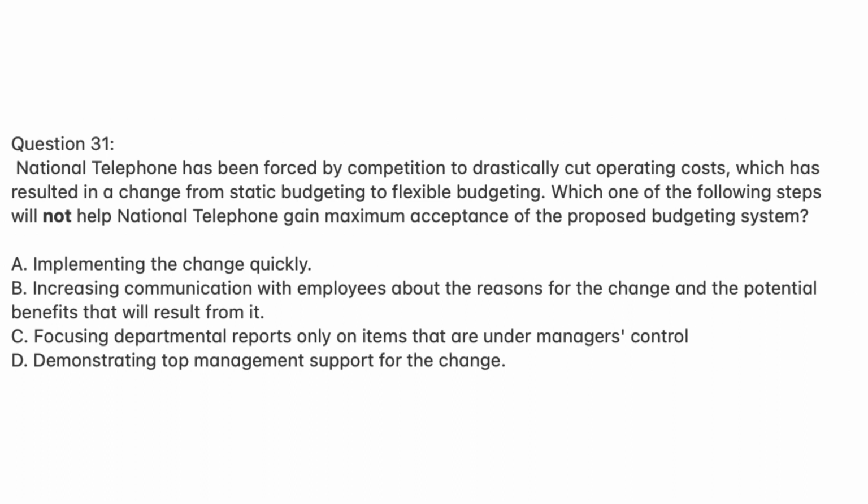Question 31. National Telephone has been forced by competition to drastically cut operating costs, which has resulted in a change from static budgeting to flexible budgeting. Which one of the following steps will not help National Telephone gain maximum acceptance of the proposed budgeting system? A. Implementing the change quickly. B. Increasing communication with employees about the reasons for the change and the potential benefits that will result from it. C. Focusing departmental reports only on items that are under manager's control. D. Demonstrating top management support for the change.